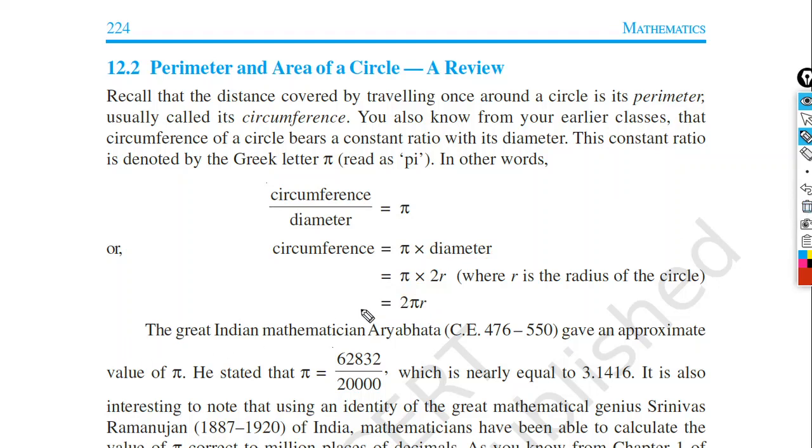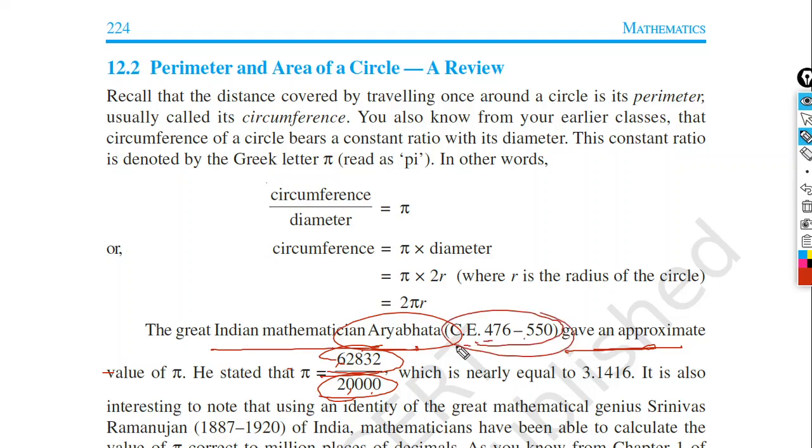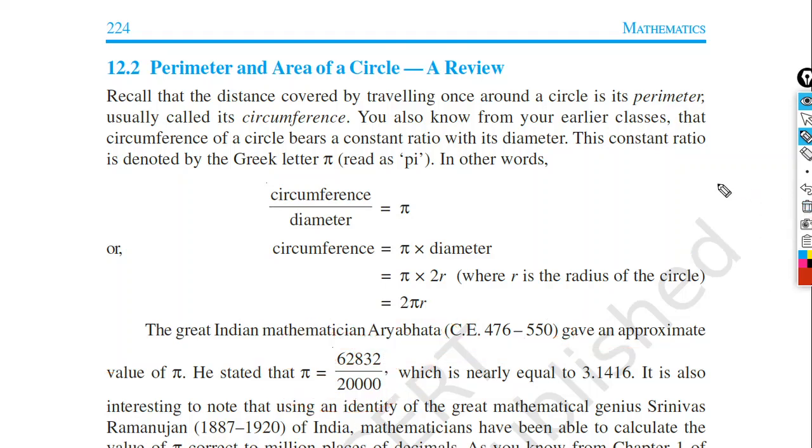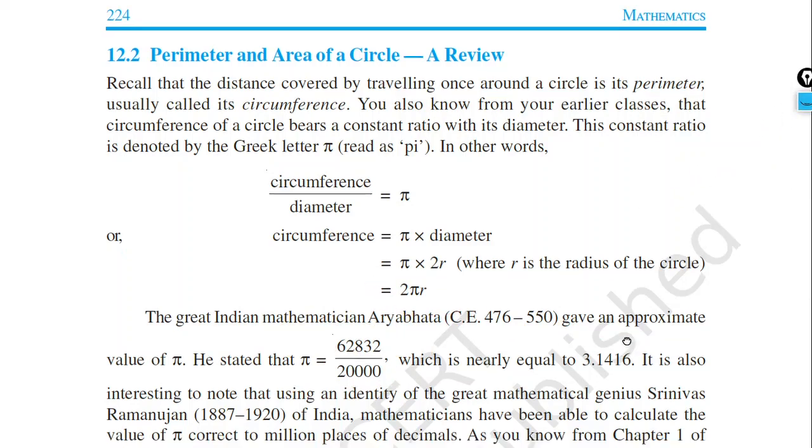Now about that symbol pi, our great mathematician Aryabhatta gave an approximate value of pi, and that was 62,832 divided by 20,000. This was given by Aryabhatta in CE 476 to 550, which was his lifetime. Now we know that the circumference of a circle is equal to 2 pi r. Now we will move to the area of a circle.